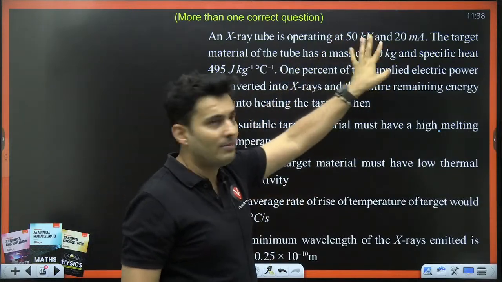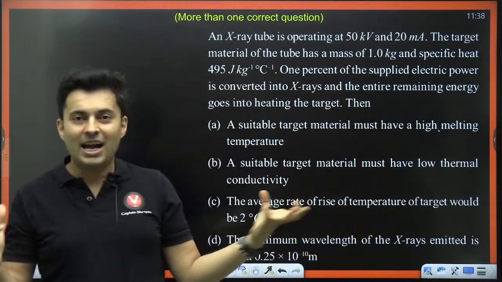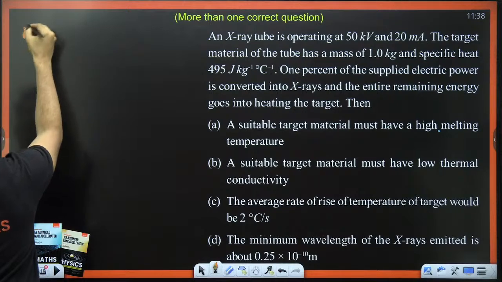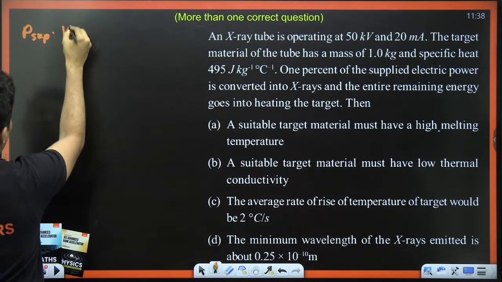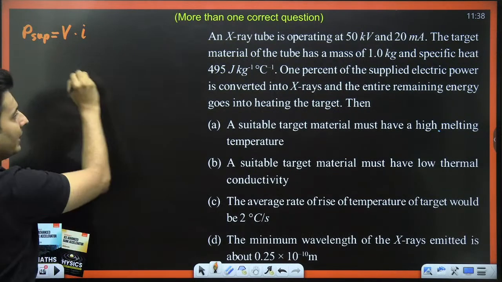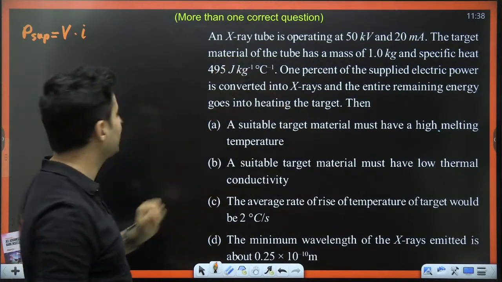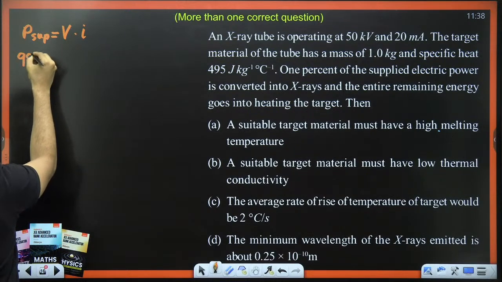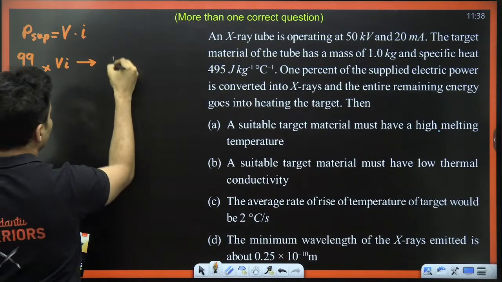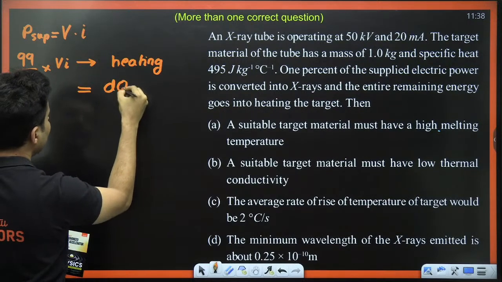I can do one simple math. This is the voltage, this is the current. The voltage by which I am accelerating multiplied by the current will give me the power supplied. Only 99% is going into heating, and 1% is going into creating the X-rays. So 99 by 100 of Vi is going into heating.